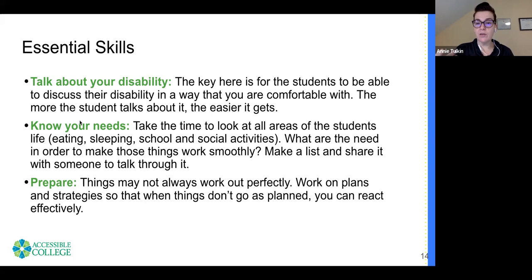And in preparing the student, it's important for them to know that everything's not always going to be perfect. So they have to have plans and strategies and tools in their toolbox so that they know who to talk to and how to communicate when something's not going right, so that they can get it resolved and fixed and be able to move forward.